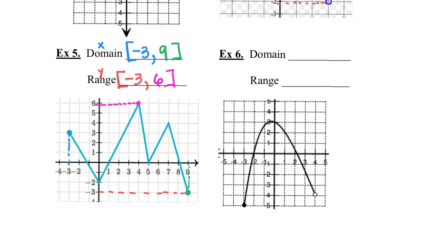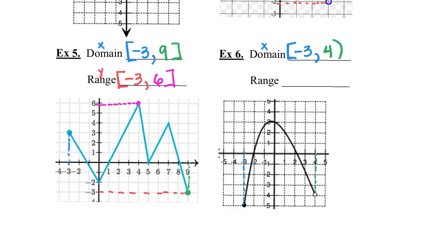Okay, let's do one more example and then you'll try it on your own. Okay, domain, x. Furthest to the left is this one. And it has a bracket because it's a closed circle. Furthest to the right is this one. And it has a parenthesis because it's an open circle.